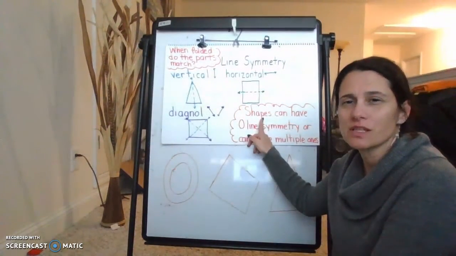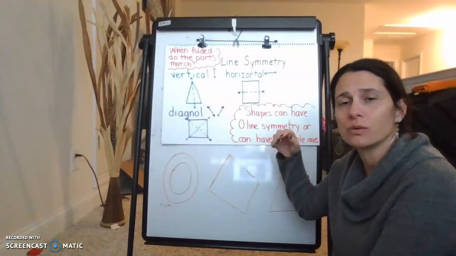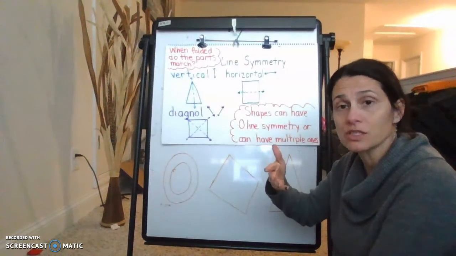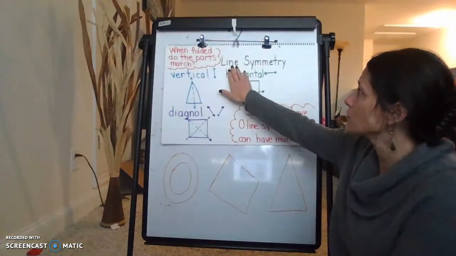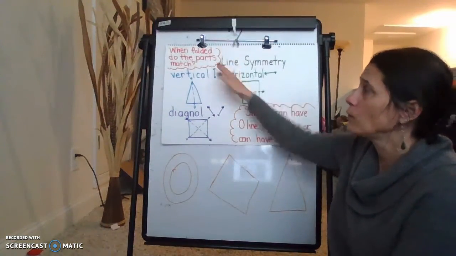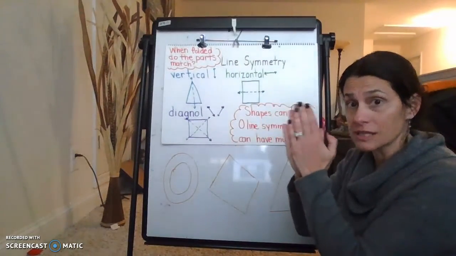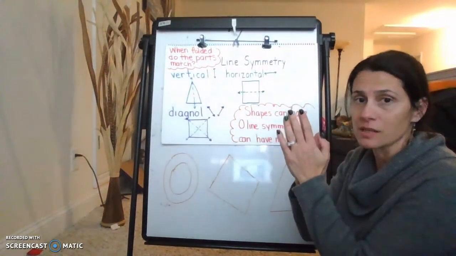Now I've taken a picture of this and that's in your assignment, so when you have a chance, copy it into your math notebook because this is one of your reference pages. And one of the things for line symmetry is when folded, do the parts match exactly? They have to match exactly to have a line of symmetry.